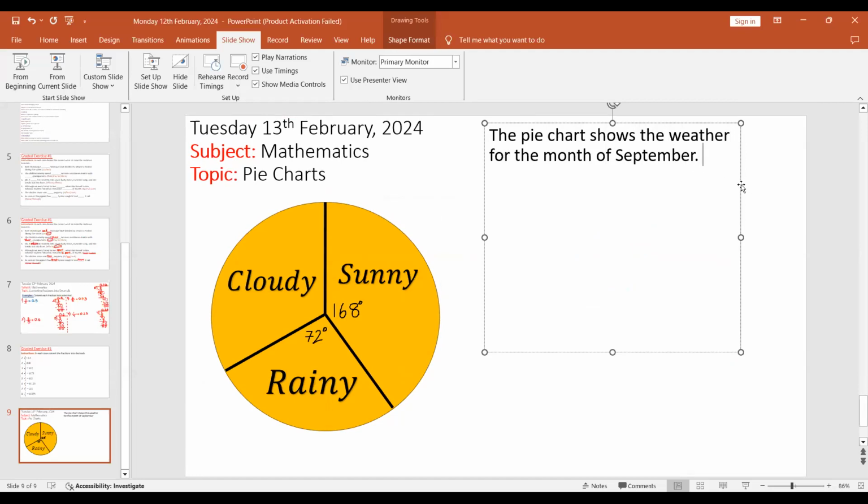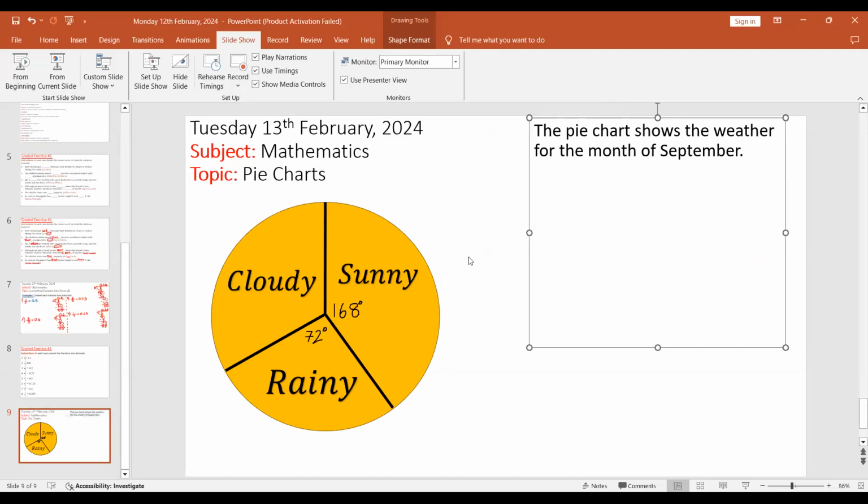So we have a pie chart showing the weather for the month of September. We have some parts it was sunny, some parts it was rainy, and some parts it was cloudy.